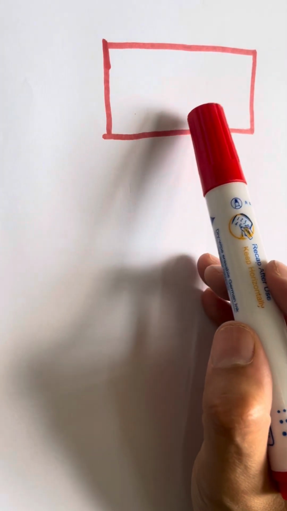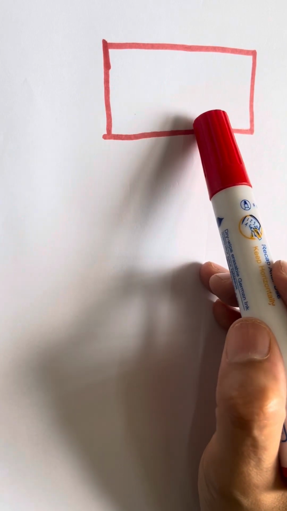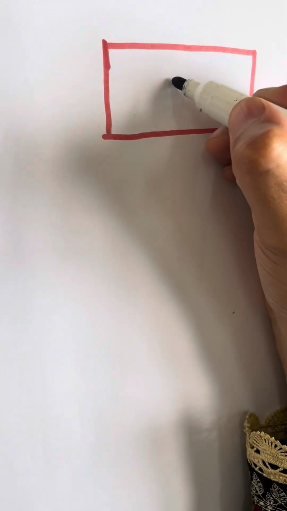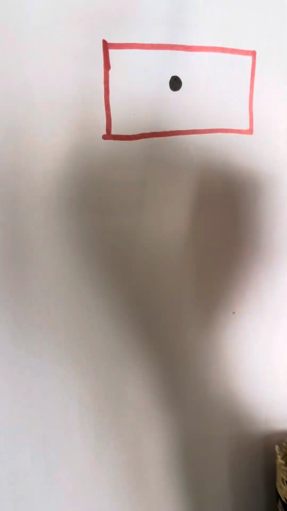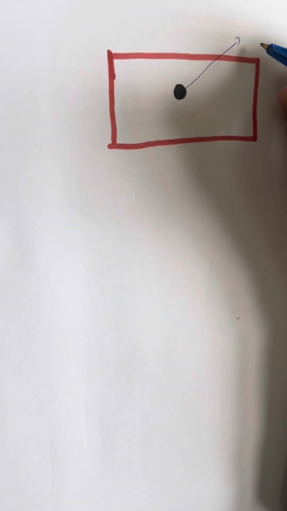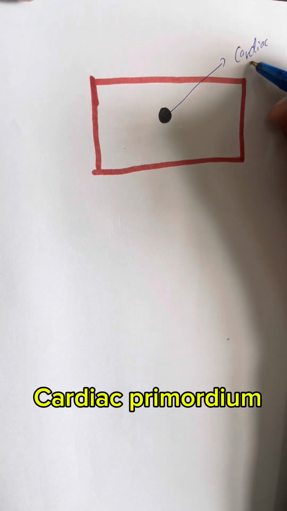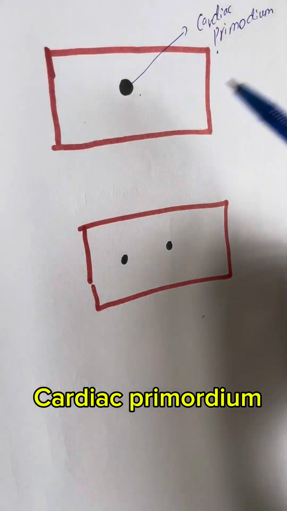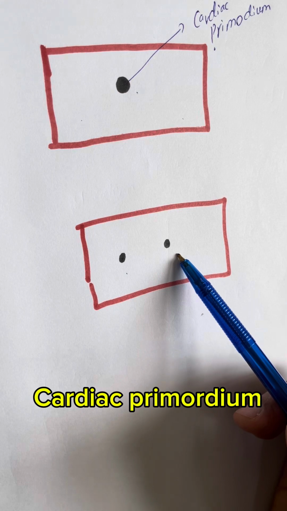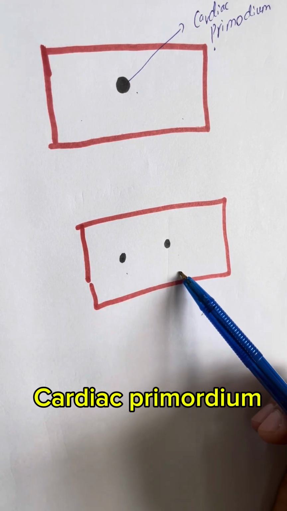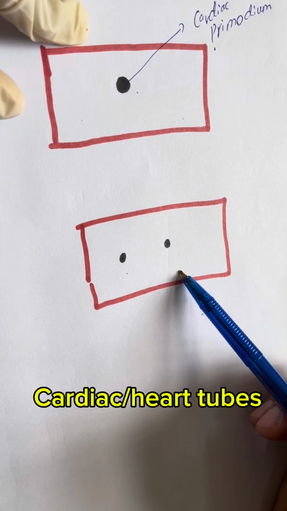Consider this box as the cardiogenic field or the cardiogenic area. In this cardiogenic area, there is formation of the cardiac primordium, and at the same time all the other structures are formed over here, which are the primary and the secondary heart fields. This black dot is called the cardiac primordium. Initially, this cardiac primordium is single, but with passage of time, it will appear in the form of a pair, and this pair will give rise to the endothelial heart tubes, which are also called the cardiac tubes or heart tube.